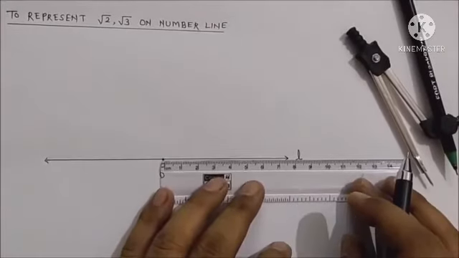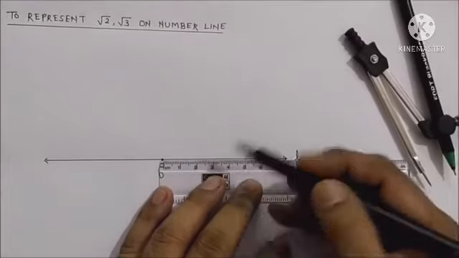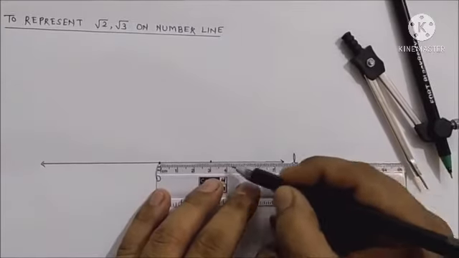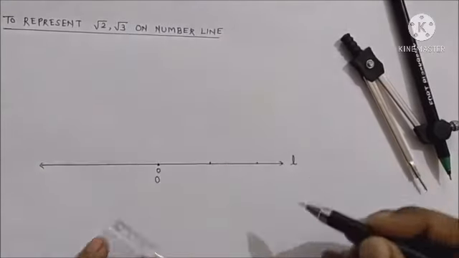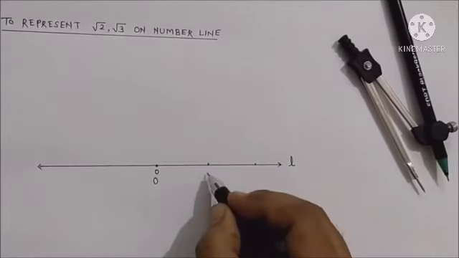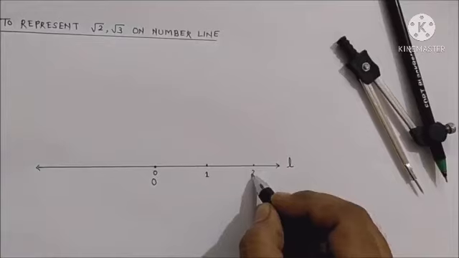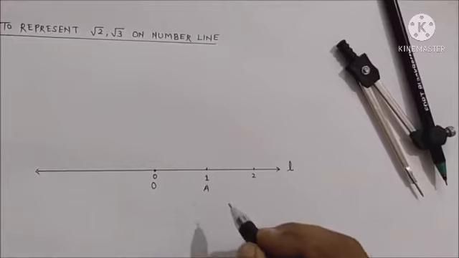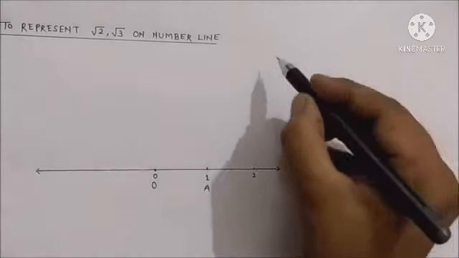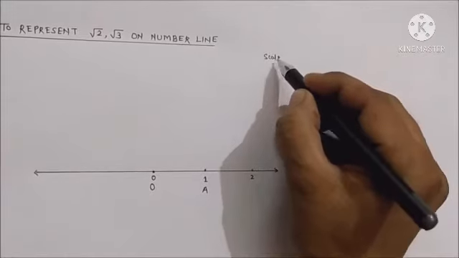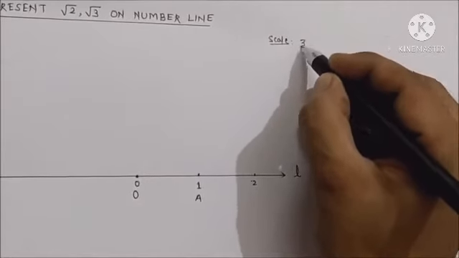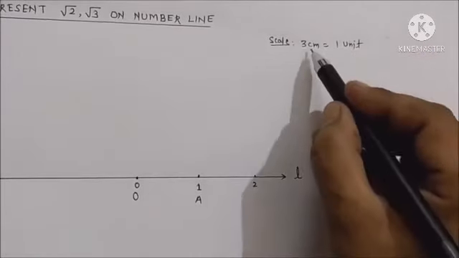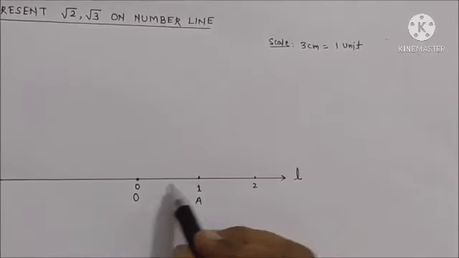Suppose we are taking 3 centimeter. This is 3 centimeter, and again this is also 3. So this distance is 3 centimeter, but we are writing it as 1, and this as 2. This is 1 unit. Name this as point A. Here we have taken the scale 3 centimeter equal to 1 unit.